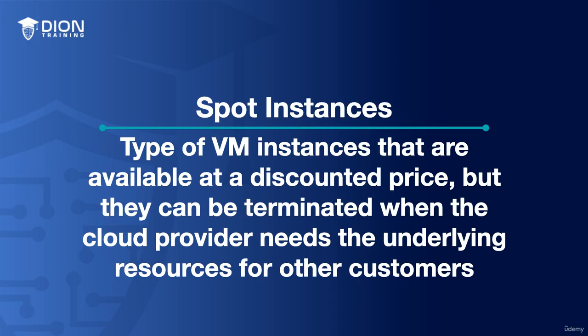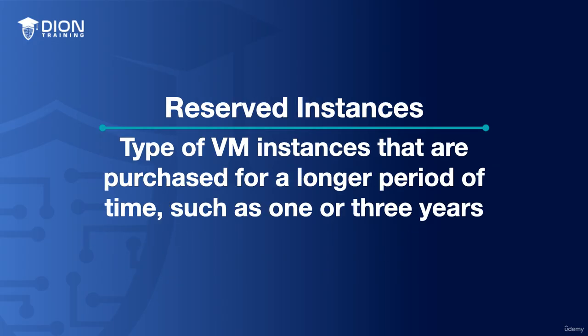Now, spot instances are a type of virtual machine instance that is available at a discounted price, but they can be terminated at any time whenever the cloud provider needs the underlying resources for other customers. Reserved instances, on the other hand, are a type of virtual machine instance that is purchased for a longer period of time, such as a 1-year or 3-year contract.